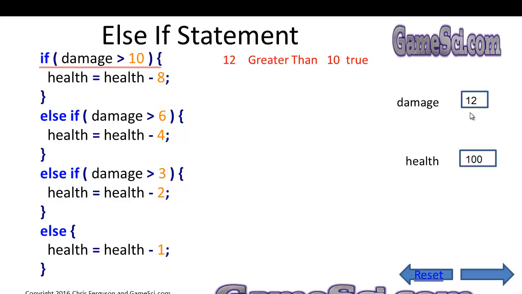So, damage contains a 12. 12 greater than 10 is what? 12 greater than 10 is a true statement. As a true statement, what's it going to do? It's going to dive inside of that if statement and execute the code in the if block. Right? 12 greater than 10 was true, so we execute the code in the if block. Now we all know what happens when we do that. Health goes down by 8, so my 100 changed to a 92. And then after we execute that line of code, we will move on.